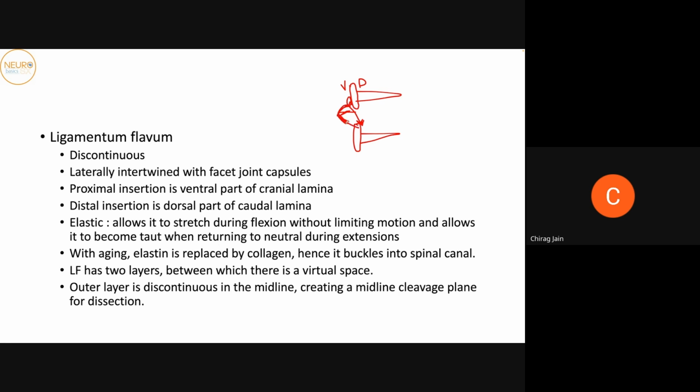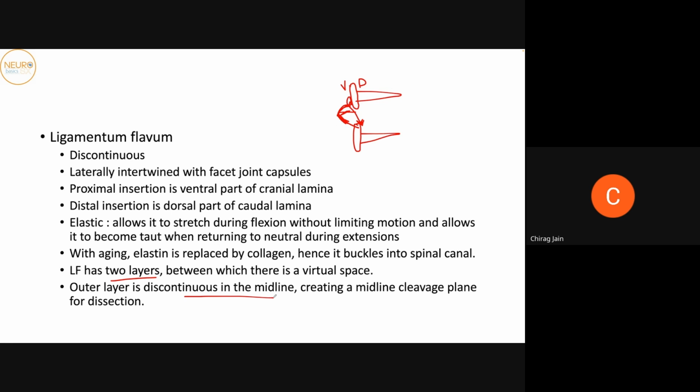And this buckling is what can compress the spinal cord in degenerated spines. The ligamentum flavum has two layers, and this is important to remember when we're doing surgery. Between these two layers, you can actually create a space. The outer layer is also discontinuous in the midline. This creates an easy midline cleavage plane for dissection.